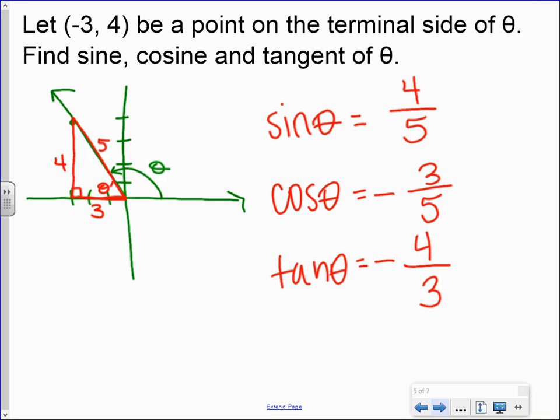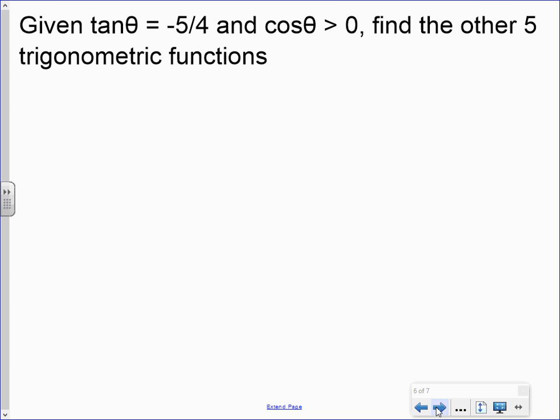Now, I'm going to give you a different set of information for us to be able to figure out, once again, the 6 trig functions. All right? Go ahead and write this down. The tangent of theta is negative 5/4, and the cosine of theta is greater than 0. Find the other 5 trigonometric functions.